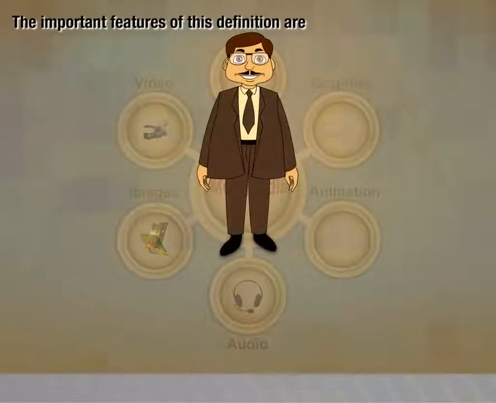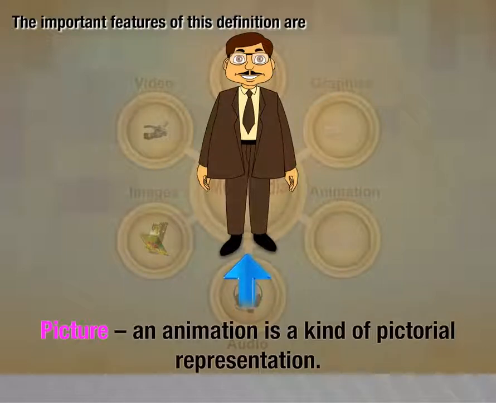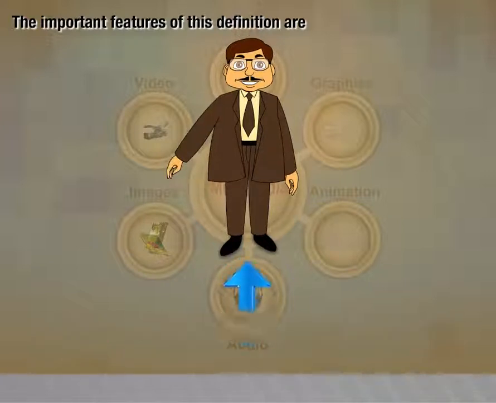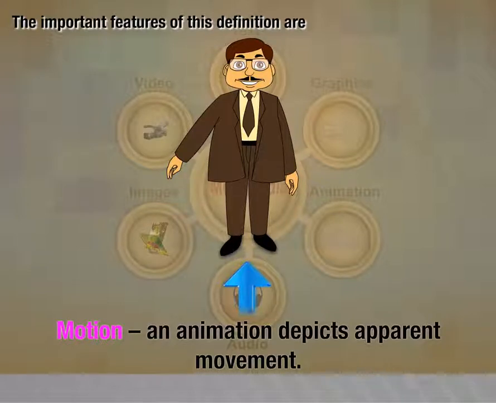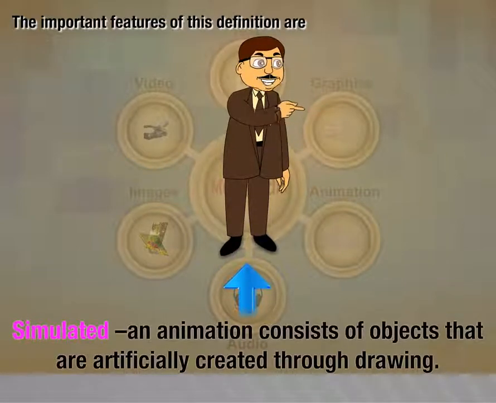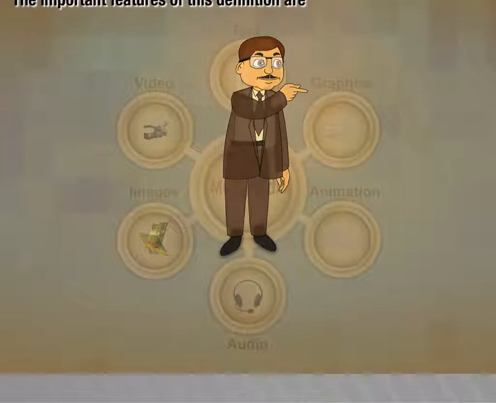The important features of this definition are: picture. An animation is a kind of pictorial representation. Motion. An animation depicts apparent movement. Simulated. An animation consists of objects that are artificially created through drawing. Show that animation.